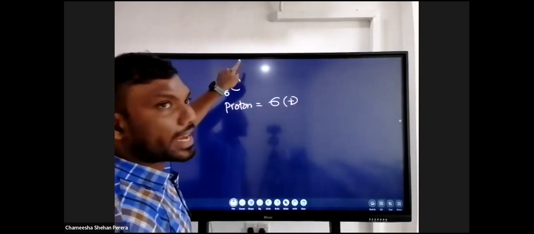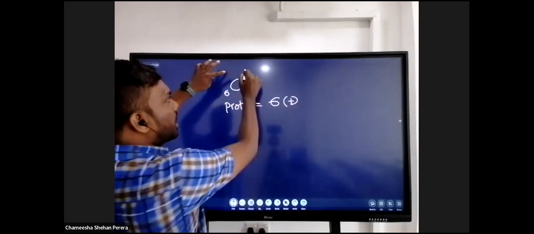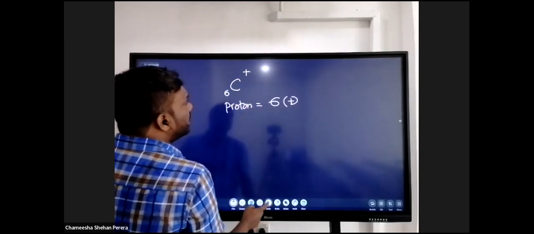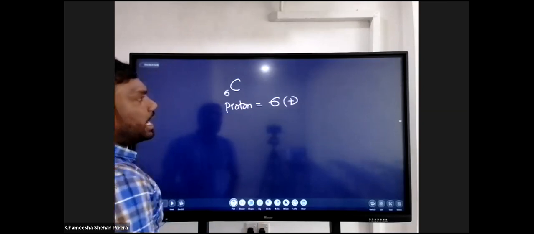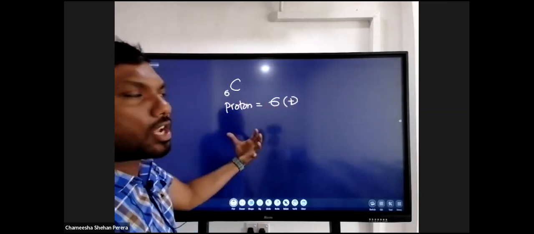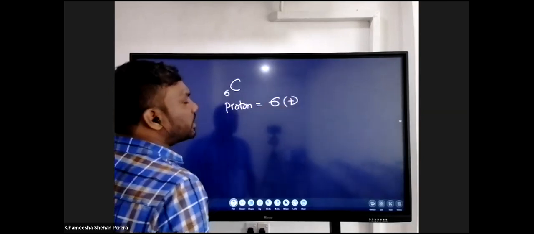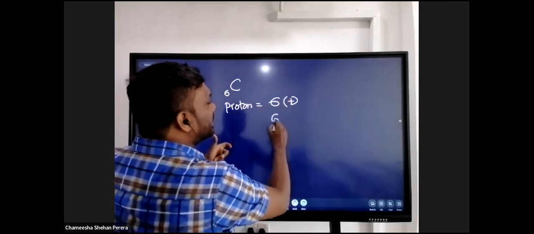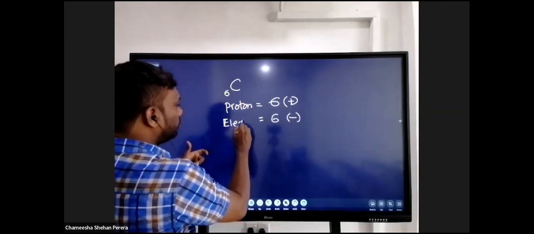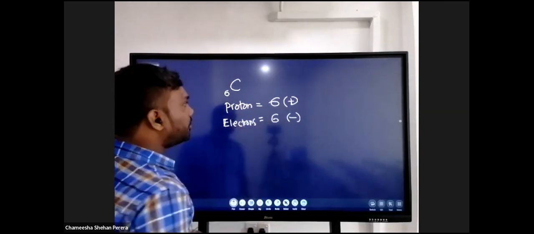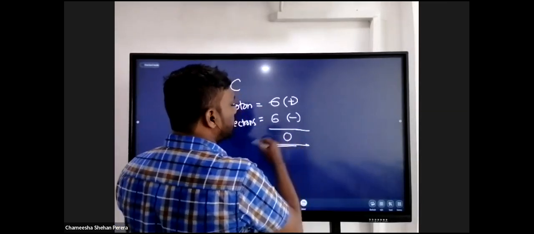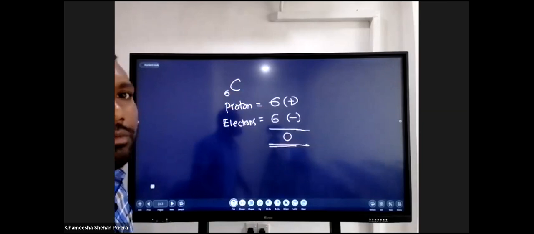And look at this right corner, there's no charge over there. So then you know this is a neutral atom. So you have to cancel out the positivity of these 6 protons. Cancel it out means 6 negative charges, electrons. So with that you understand, this also has no net charge, which means this atom is a neutral atom, right?